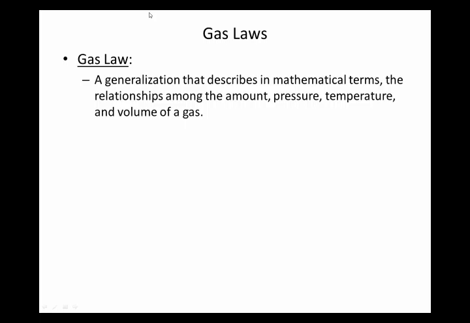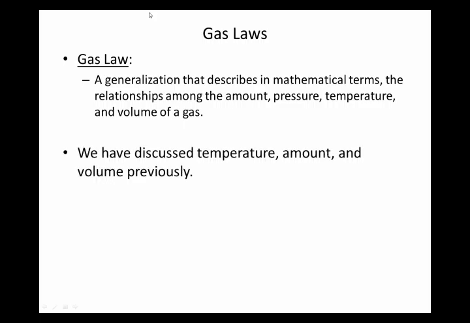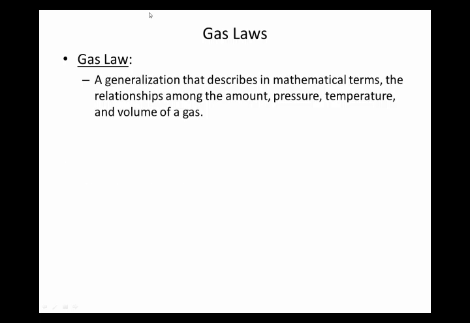terms, the relationships between amount, pressure, temperature, and volume. So we're going to have four possible variables in a gas law. Some will have some and not others. And so we've previously discussed temperature, amount, and volume. Let me make sure I'm totally clear on that. So temperature is going to be just T, temperature.